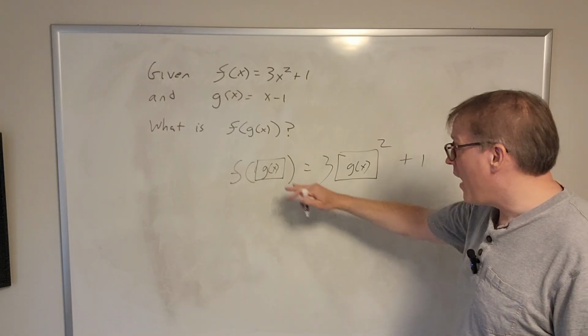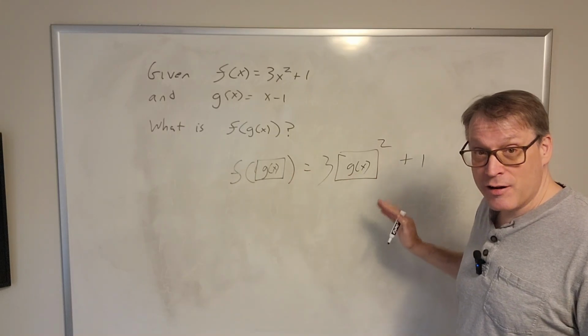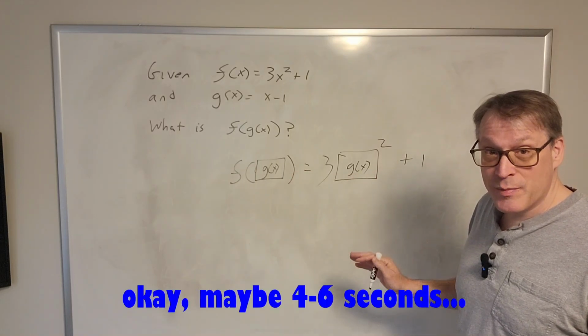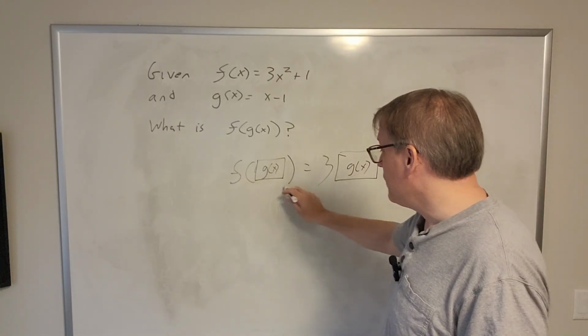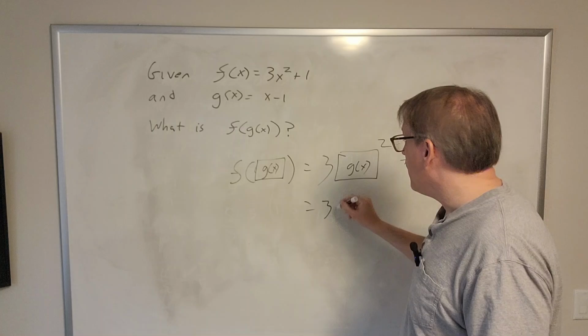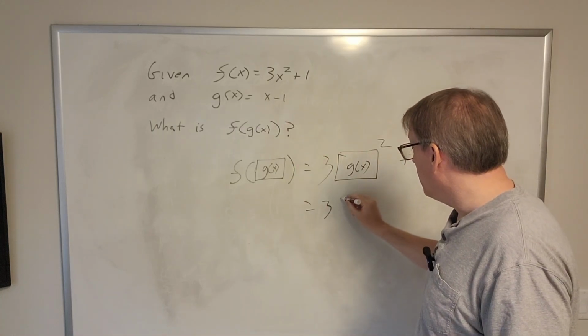If you have to on the ACT, actually write it out like this first. That's fine. It'll take you, what, 2 or 3 seconds? It's not a big time killer. Then, this is what you want. You want f of g of x. Well, this equals 3. Now, what is g of x? X minus 1.